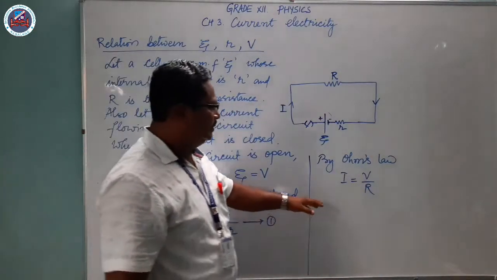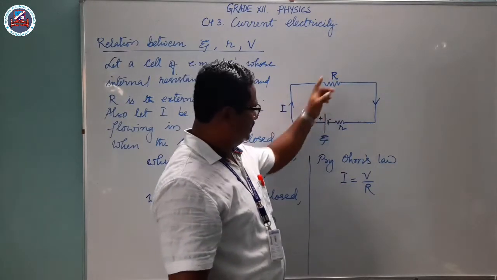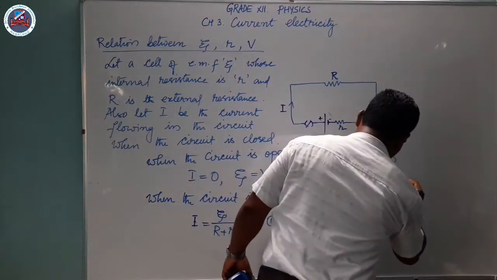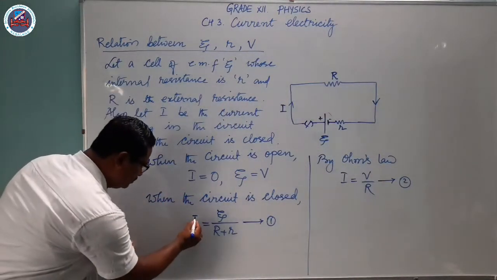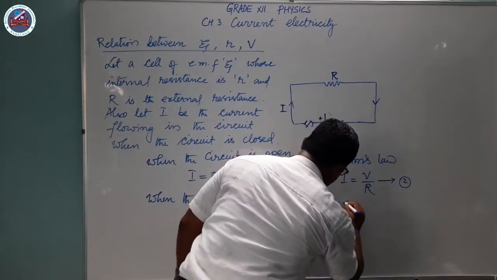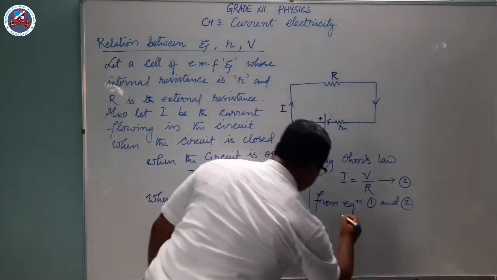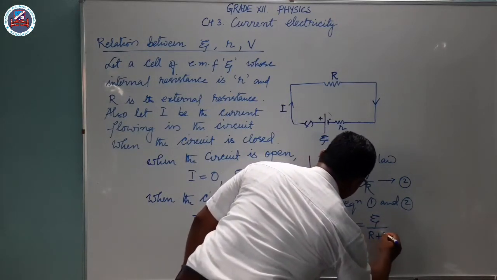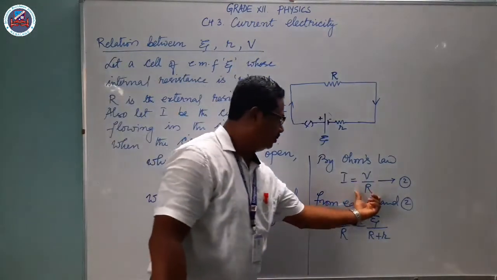Then in that case, the current flowing through this resistance, if you take in terms of terminal potential difference, then we write I is equal to V by R. Let us take this as equation number 2. By combining these two expressions from equation 1 and 2, we can get V by R is equal to epsilon divided by R plus r. As the left hand sides are equal, the right hand sides also will be equal.